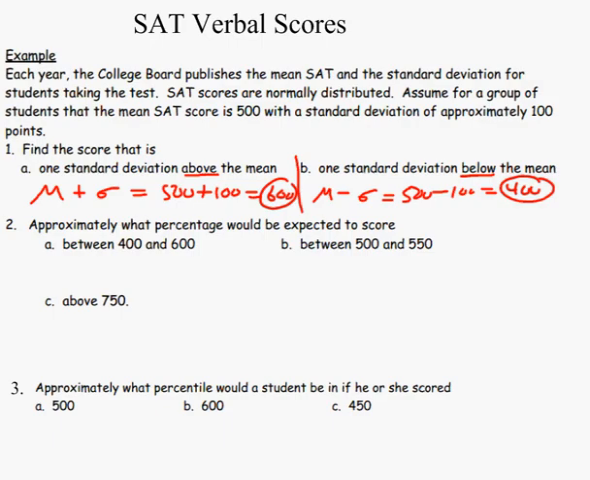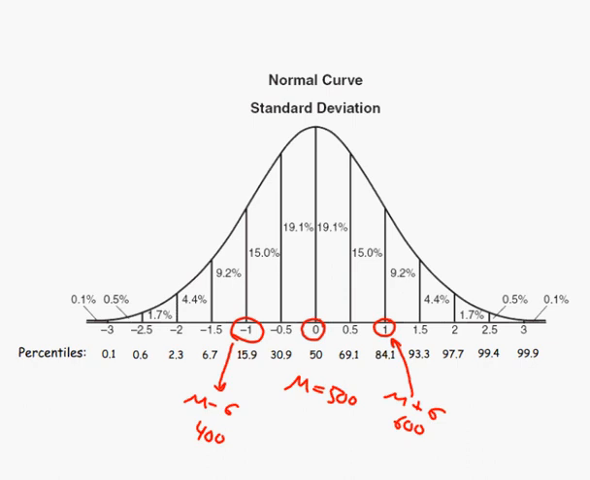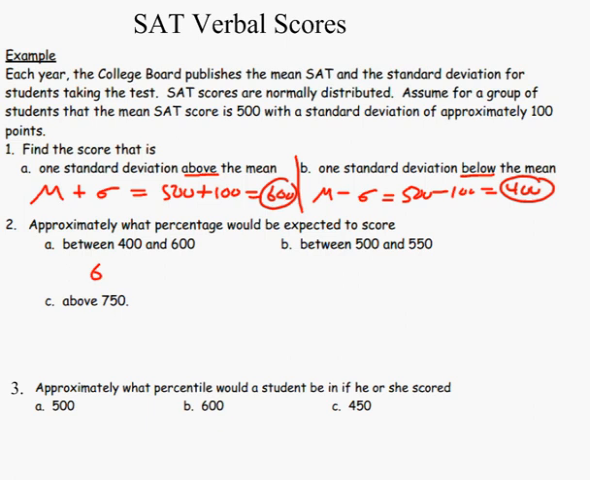So now let's consider how we would answer this question number 2. Approximately what percentage would we expect to score between 400 and 600? Well, it turns out it's pretty easy to do if you have this chart. Just look back here. Here's the score of 400. We trace that up the curve. Here's the score of 600. We trace that up. And all we have to do is add the percents in between here. So 19.1 plus 19.1 is 38.2 plus another 30 gives us a total of 68.2%.